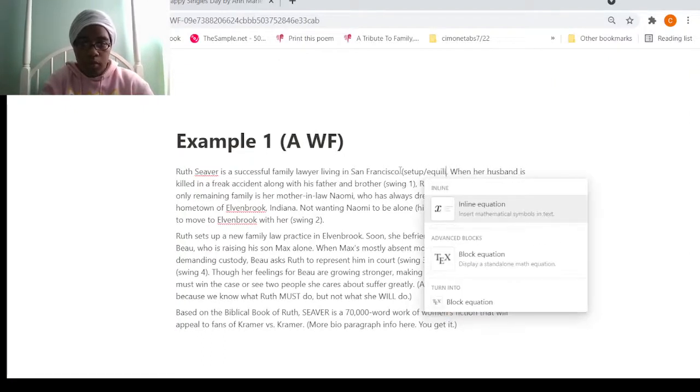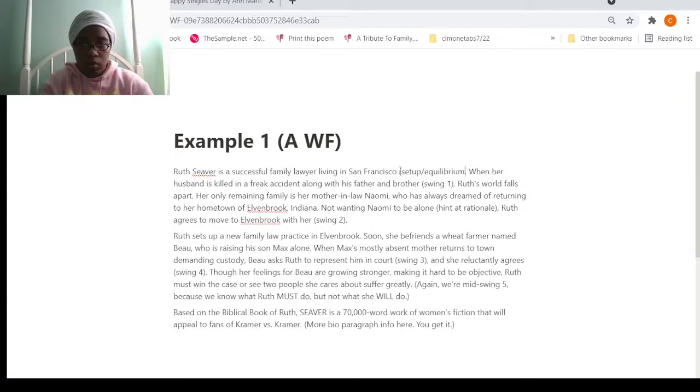Equilibrium. Okay, so that was swing 1. Then we had to tell you how Ruth is feeling. And then how her mother-in-law decides to move. Okay, so Ruth says, I'm going to move with you. So here we've hinted at Ruth's rationale. She doesn't want Naomi to be alone, and she agrees to move to Elvenbrook. So that's swing 2.